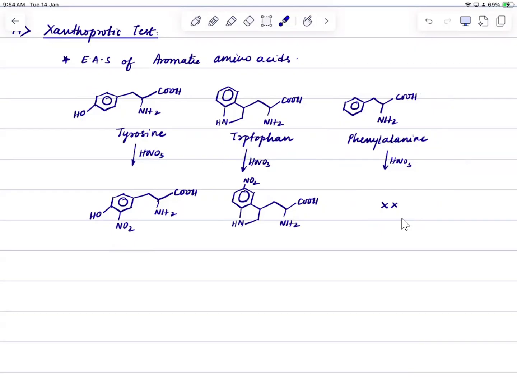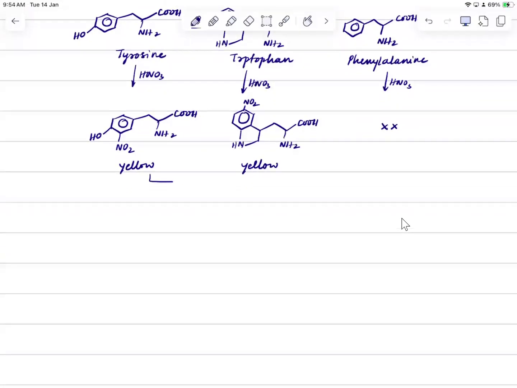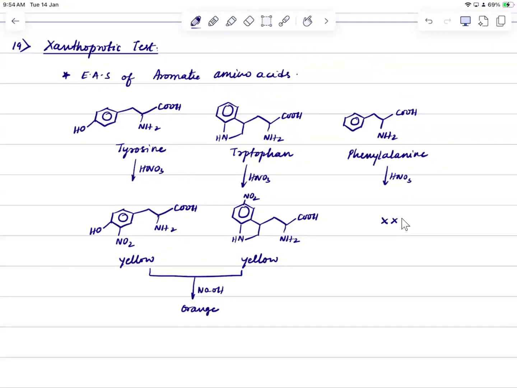Xanthoproteic test. Clear? So what is the color here? This will first convert into an orange color. Okay, the aromatic rings, I mean yellow color. These are yellow color solutions. And if you add alkali to this nitro salt, that will convert into orange color. So adding NaOH will give you orange color. This testing is what we call the xanthoproteic test. Okay.